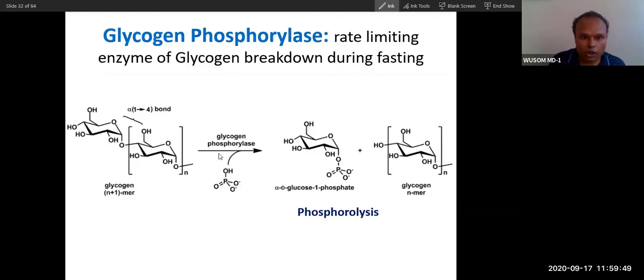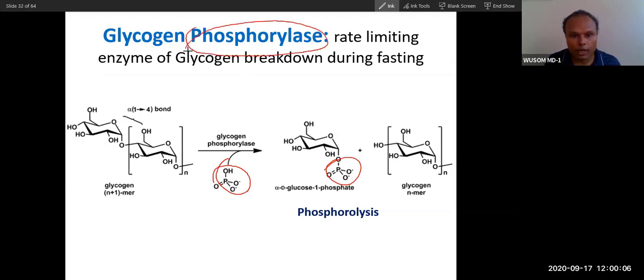You can see this is phosphorylase. The bond between two glucose molecules will be cut by this phosphate group. So phosphate will be added here. This is called phosphorolysis, and the enzyme that does this is called phosphorylase. In that sense, it is transferring a phosphate group to glucose. You can see the phosphate group is being transferred to one of the glucose molecules.